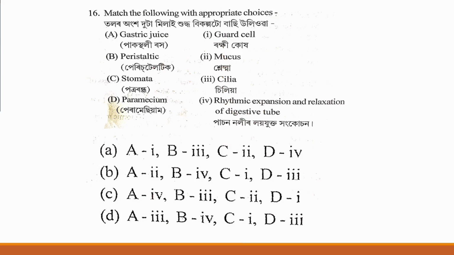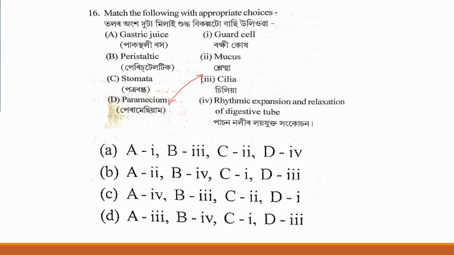Now first of all, from here we will see the options given: gut cell, mucus, cilia. Now these cilia are related with paramecium. I would like to tell you these cilia are related with paramecium. Actually, cilia are present on the outer surface of paramecium. These are protoplasmic extensions which extend outward. So paramecium is related with cilia.